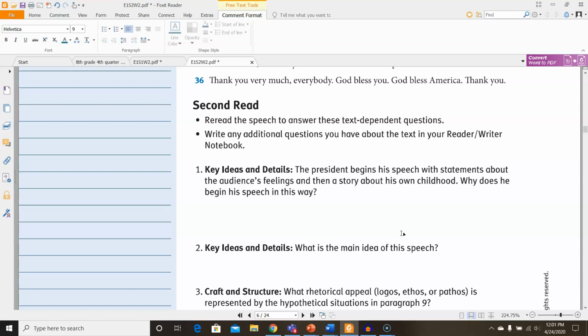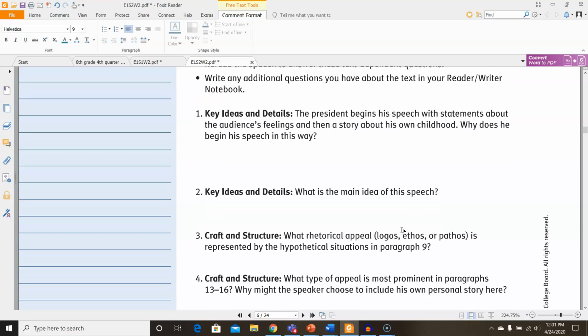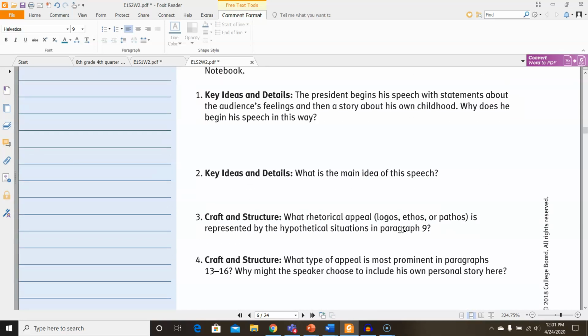Why does he begin his speech that way? Well, we've just talked about it. So think about what I've said regarding why he begins his speech that way, and then that'll be your answer. Then for number 2, it says, what is the main idea of this speech? So after you've read the whole speech, think about what it is that he's trying to tell the audience or convince the audience. That will be your main idea.